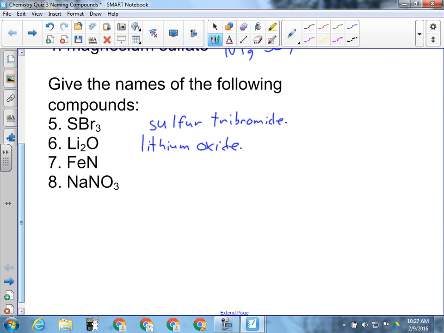Number 7, I've got iron with nitrogen. Okay, ionic or molecular? Ionic. Does iron have more than one possible charge? So this one's going to need Roman numerals. Okay, figure out which Roman numeral I'm going to need. First, I'll write out the things that are going to be there. Iron nitride. Okay, nitrogen's a -3. And there's only one of them. And there's only one iron, so iron has to be +3. So iron, Roman numeral 3, nitride.